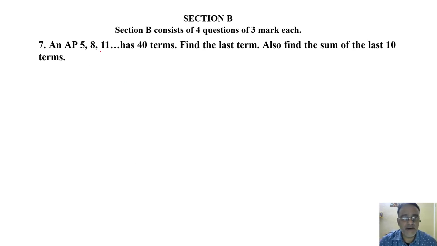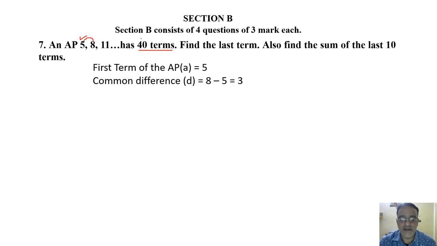An AP 5, 8, 10, so on, has 40 terms. Find the last term, that means A40. Also find the sum of the last 10 terms. Right, very good question. So first term is 5, and the common difference is 8 minus 5, that is 3.